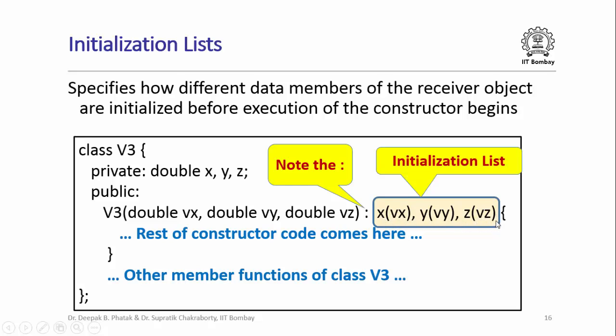What does this initialization list look like? It specifies the name of a data member and then within parentheses it specifies what should be the initial value of that data member in terms of the parameters passed to this constructor function. So here it is saying that the initial value of x should be the value of vx passed as parameter to this constructor function, the initial value of y should be the value of vy passed to this constructor, the initial value of z is the value of vz passed to this constructor. And indeed, the values with which you are going to initialize the data members could be any expressions in the parameters passed to the constructor.